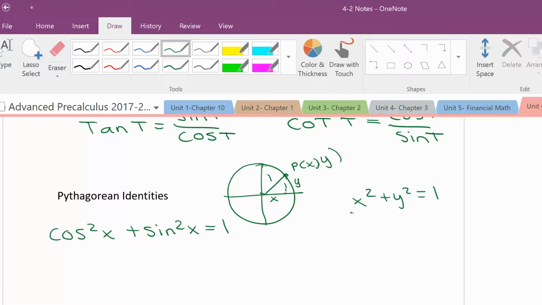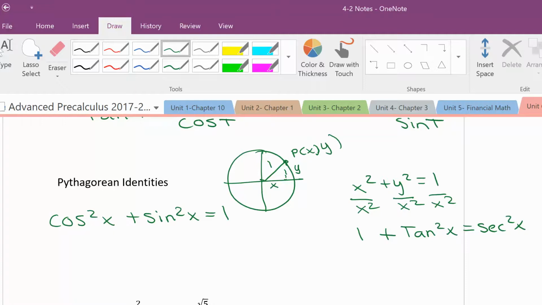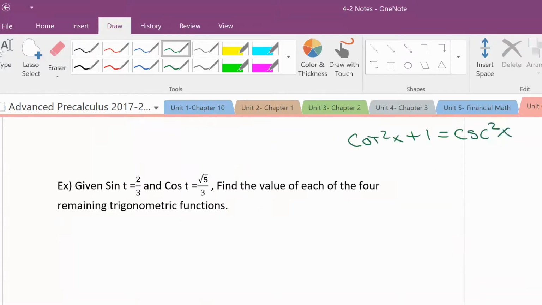By dividing these by x squared, notice this cancels out and gives you 1. So 1 plus y over x, which was tangent, so tangent squared, equals 1 over x squared, which is secant squared. That is another Pythagorean identity. If I did the same thing, but divided by y squared, I would get cotangent squared plus 1 is equal to cosecant squared. So those are the three Pythagorean identities, because they come from the Pythagorean theorem.